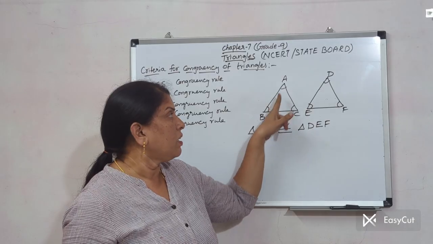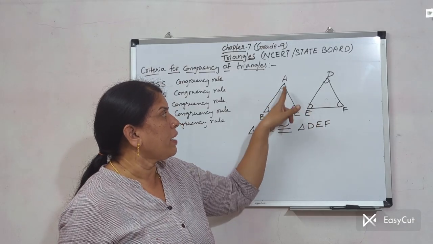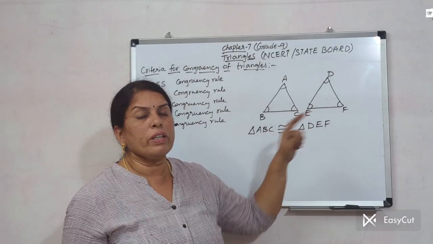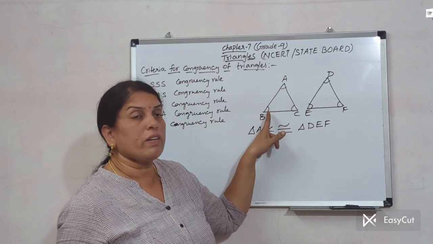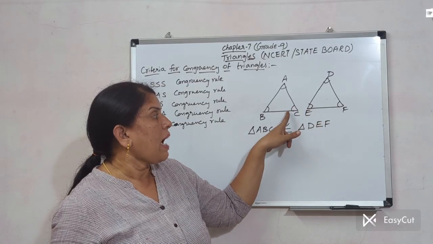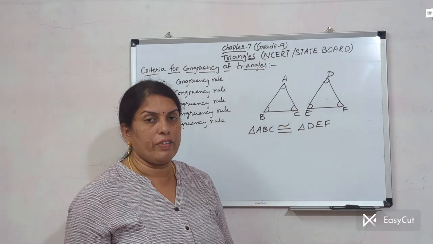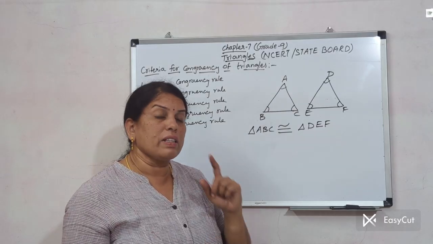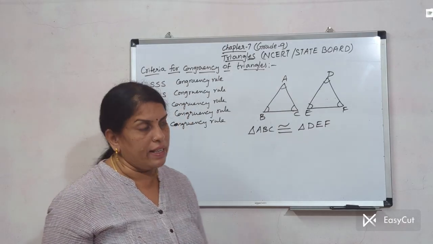Sides must be equal. AB must be equal to DE. AC must be equal to DF. BC must be equal to EF. And angle A will be equal to angle D. Angle B is equal to angle E. Angle C will be equal to angle F. Then only these two triangles are said to be congruent, when they have the same shape and same size.